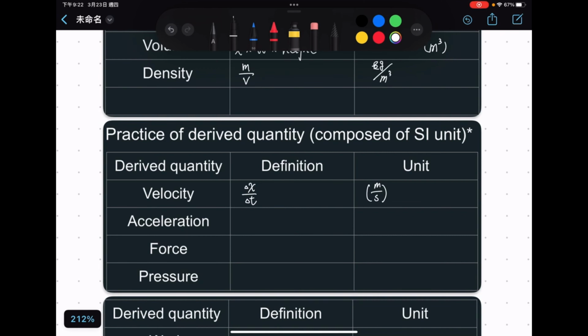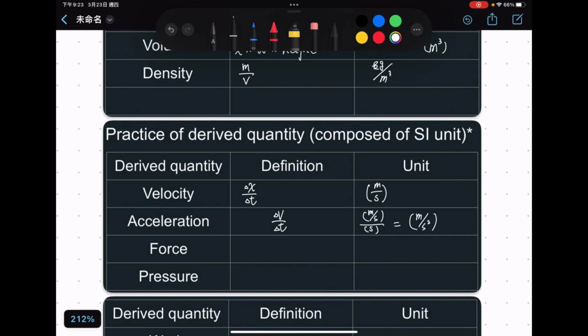And what is acceleration? I think it's hard to describe, but if you want, you can just say it's a change in velocity per unit time. The change in velocity has the unit meter per second, and per unit time is second. So the unit of acceleration is meter per second square.